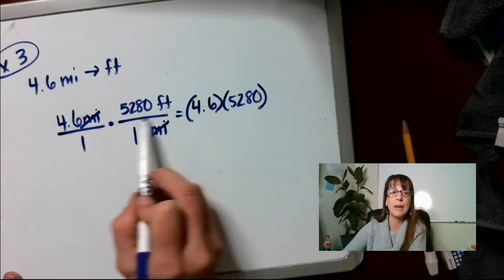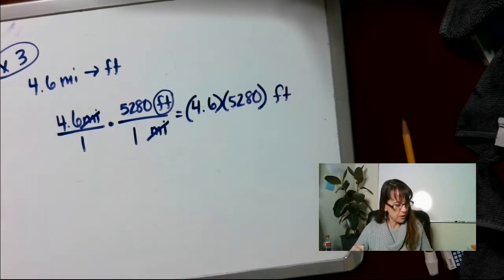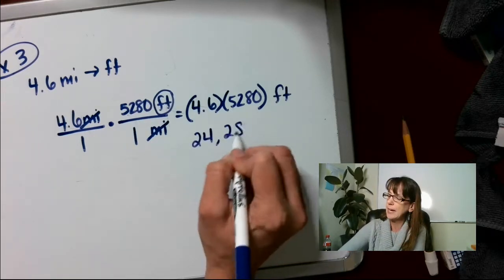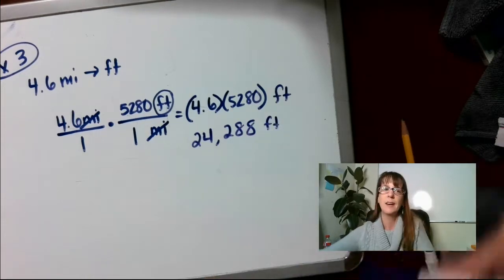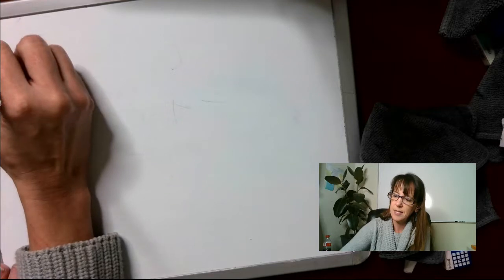And the remaining unit that I have, feet. Feet. Okay, so if we did the math on that, we would end up with 24,288 feet. Okay. That was example 3. Example 4.